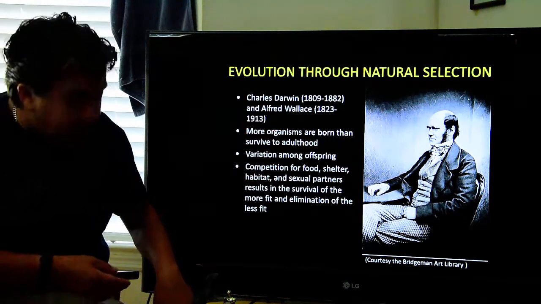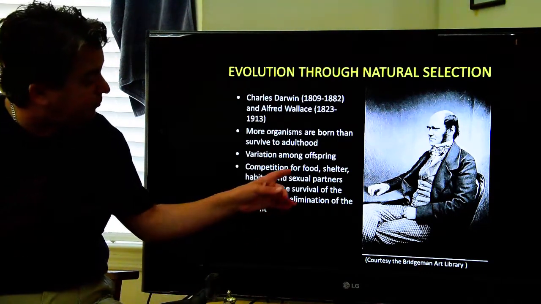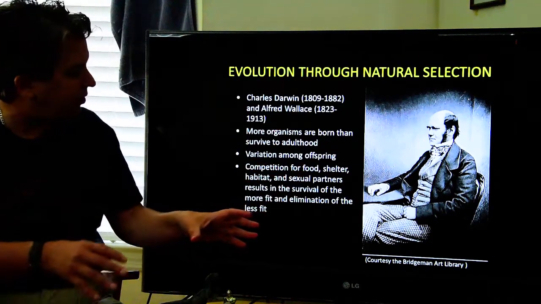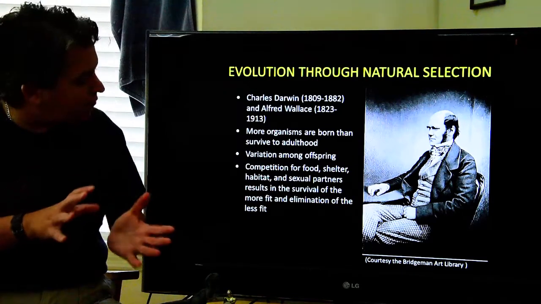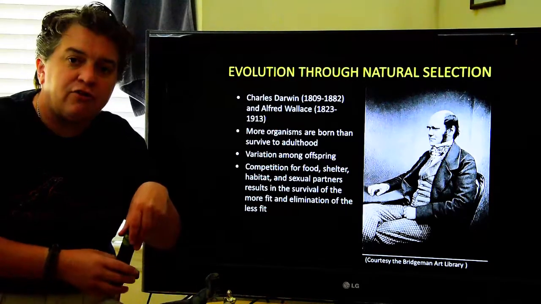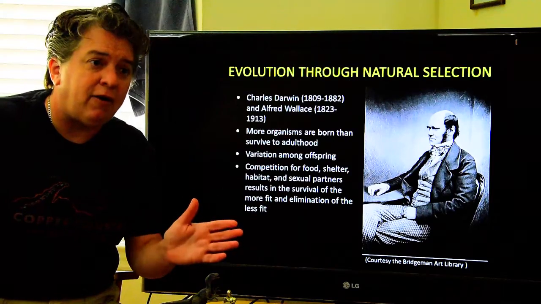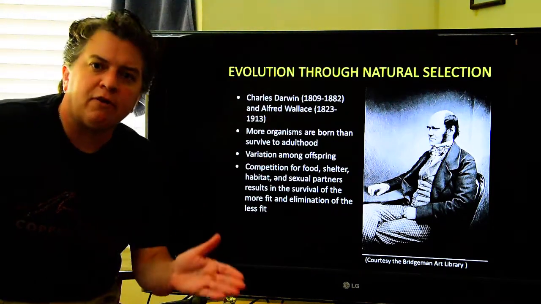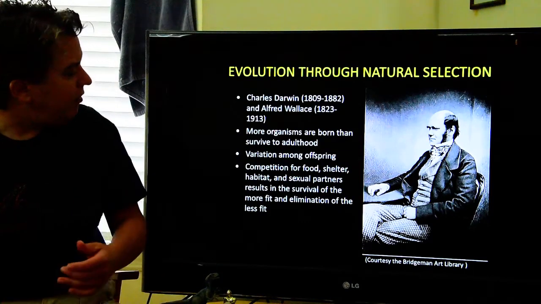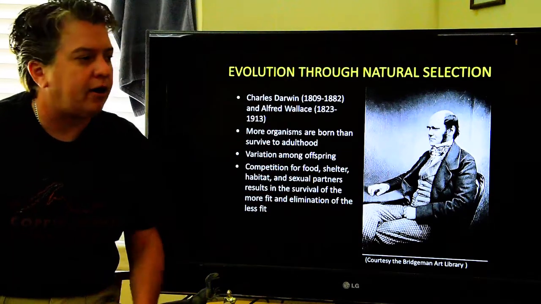And then these offspring must compete for all kinds of different things. They have to compete for food, for shelter, for habitat, for sexual partners. And this results in the survival of the more fit and the elimination of the less fit. Because maybe some of that variation in those offspring makes it easier for them to get food, or maybe some of the variation makes it easier for them to find or create shelter of some kind.